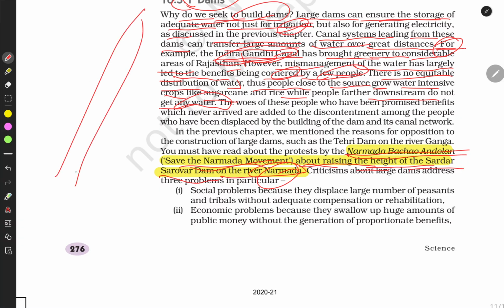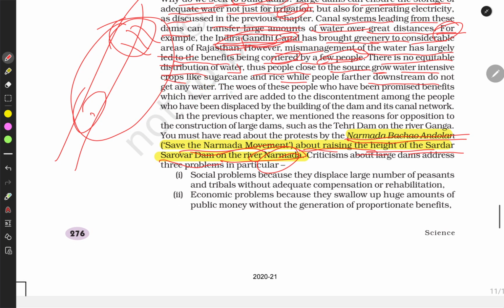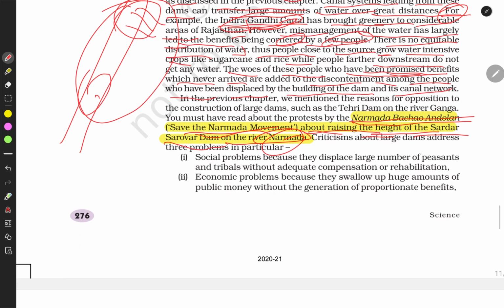So this is the Indira Gandhi Canal, which goes through Rajasthan, and most of the water is used by those who are nearer the source, while those far away hardly get any water. Their view is that they have been promised benefits which never arrived, and this added to the discontentment among the people who had been displaced by the building of the dams and canal network.